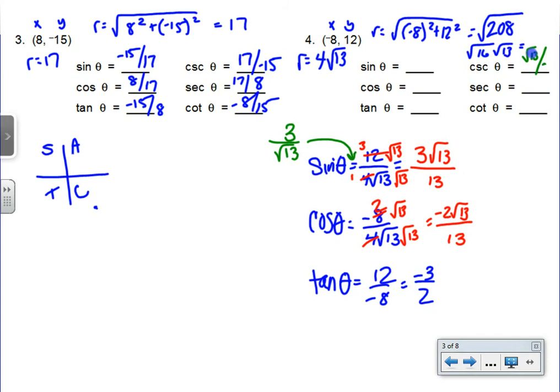Square root of 13 over 3. This is the same answer you would get if you tried to flip and rationalize this one, but flipping and rationalizing this would be a whole lot of work that I don't want to do.